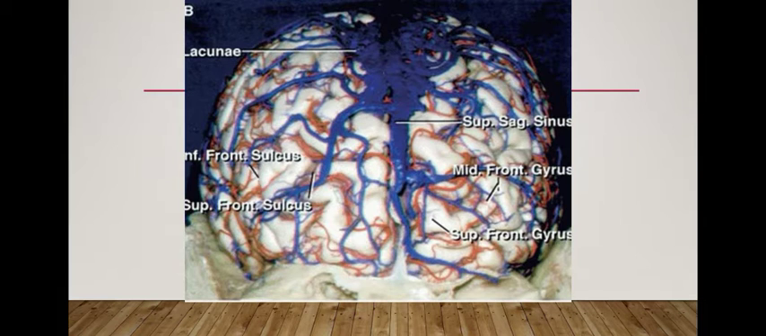Now this picture has been taken from the front, so this is the frontal pole that can be appreciated. In the midline we have got the superior sagittal sinus. We can appreciate various dilated venous channels on both sides of the superior sagittal sinus. These dilated venous channels are the lacunae, and we have got the superior frontal gyrus, then the middle frontal gyrus, and the inferior frontal gyrus will come over here somewhere. We can see that various venous channels that are draining into the superior sagittal sinus are running in a backward direction when looked from the front.